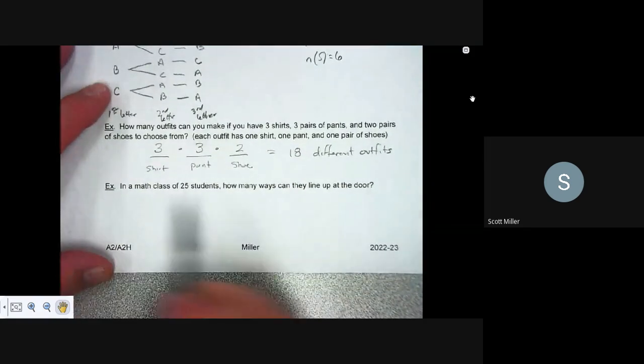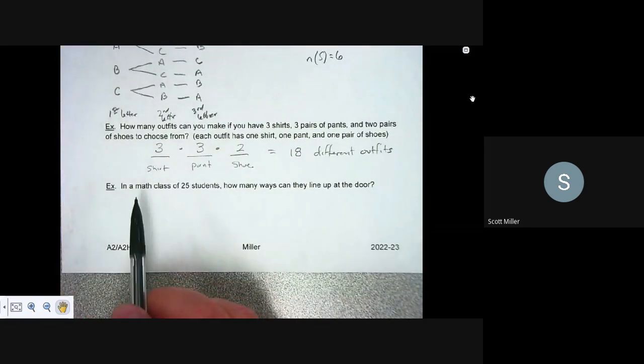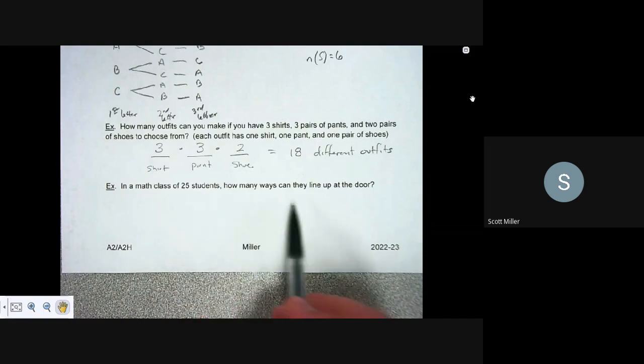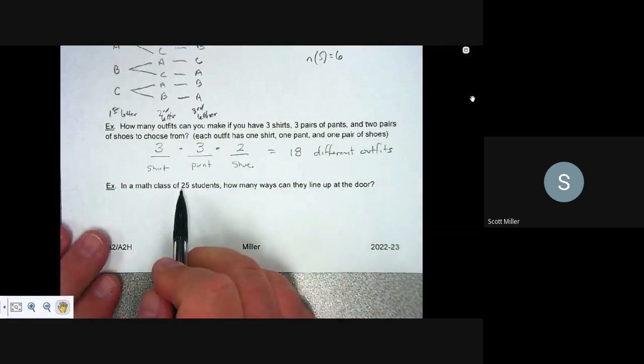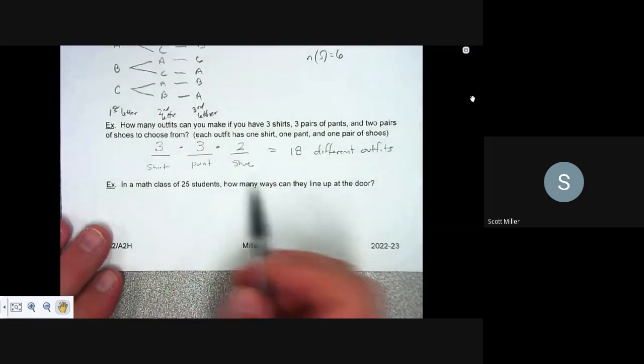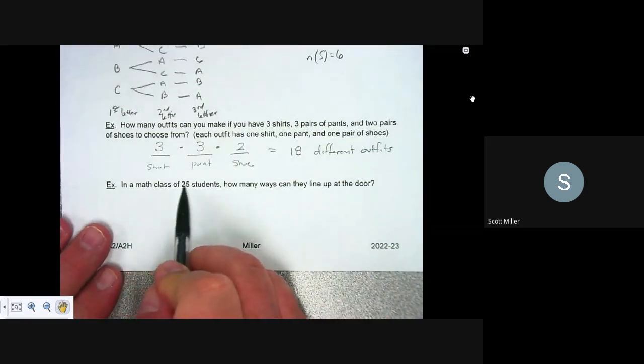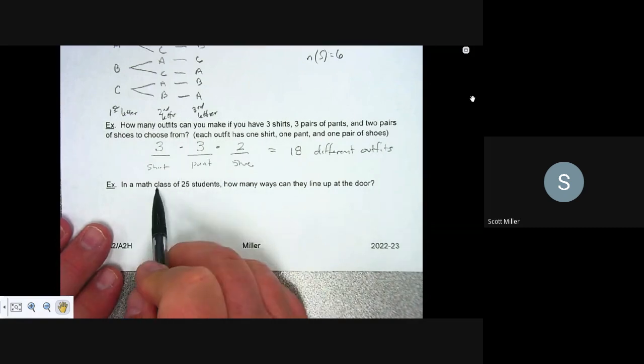All right, here's another example. In a math class of 25 students, how many ways can they line up at the door? So if everybody had to get up and line up, like if you were in first grade, how many ways could I line up everybody at the door? Well, this is a classic example. There's 25 people in the group.